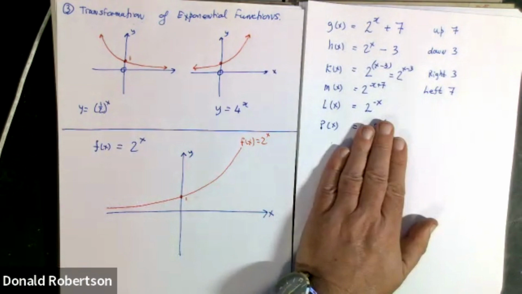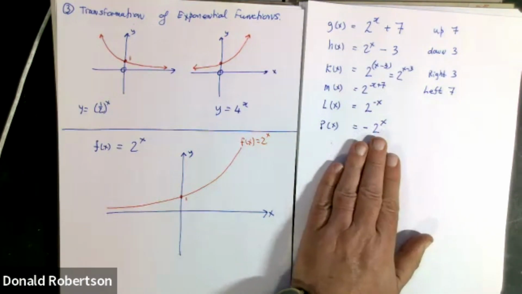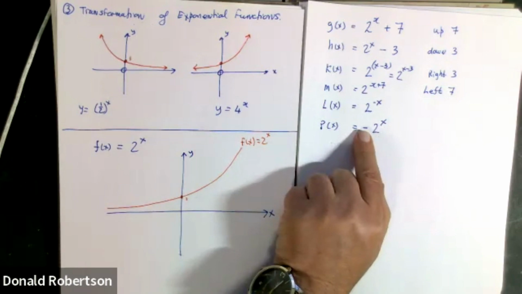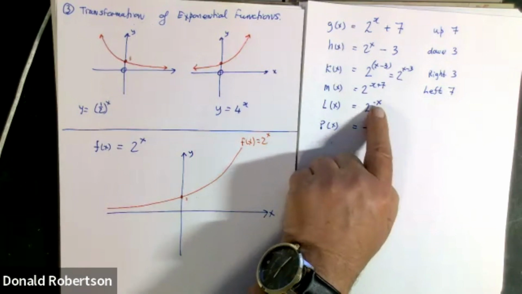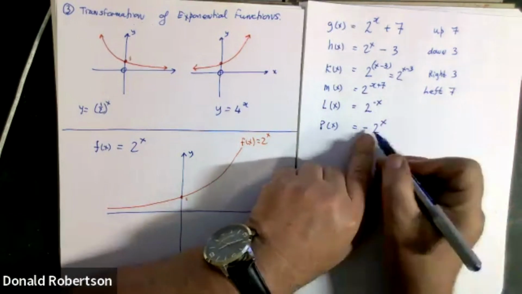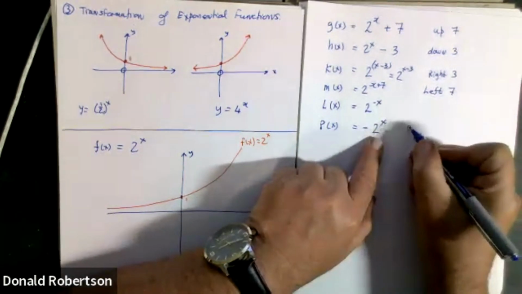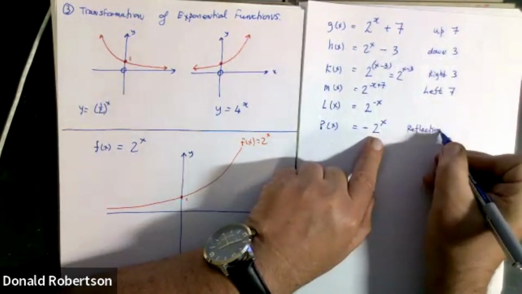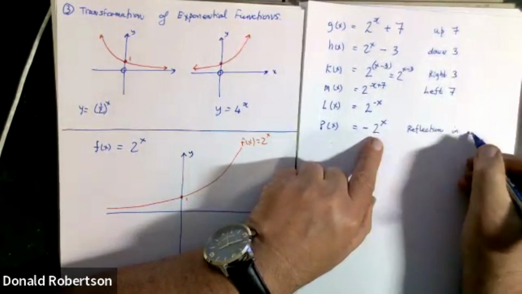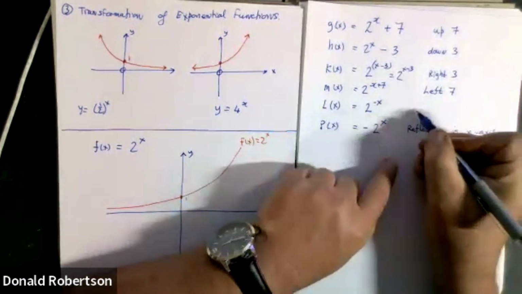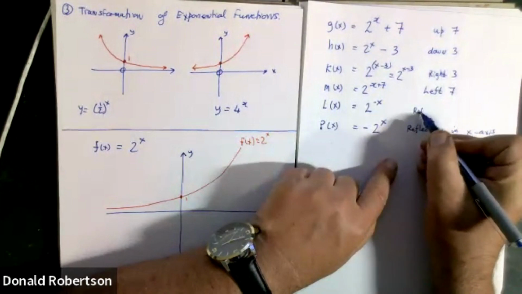Okay. We have 2 to the negative x, and we have negative 2 to the x. I call this the negative on the outside. I call this situation the negative on the inside. And this one here, the bottom one, that's a reflection in the x-axis. And this one is a reflection in the y-axis.